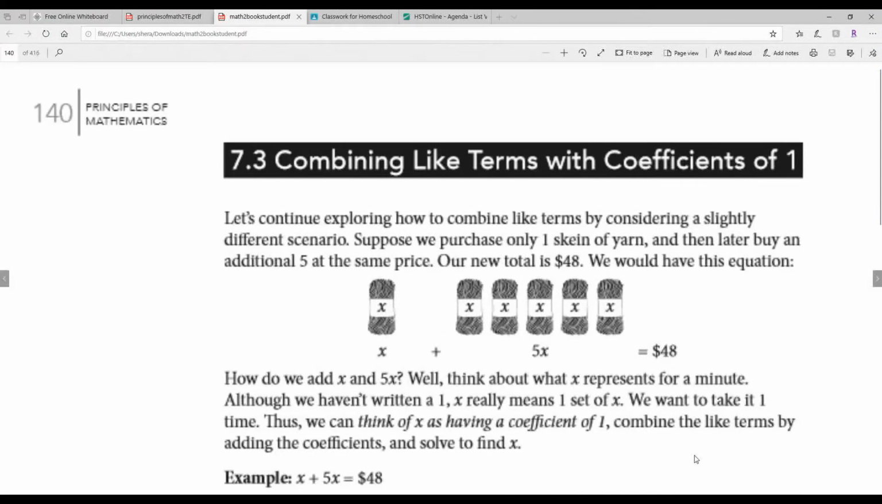And good morning. We're ready to start section 7.3 in Principles of Math 2. I hope you're doing well with this. All right, so today's a pretty short lesson.